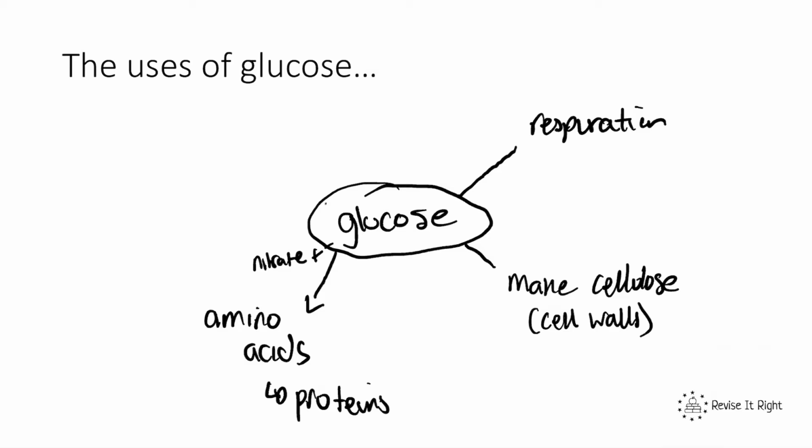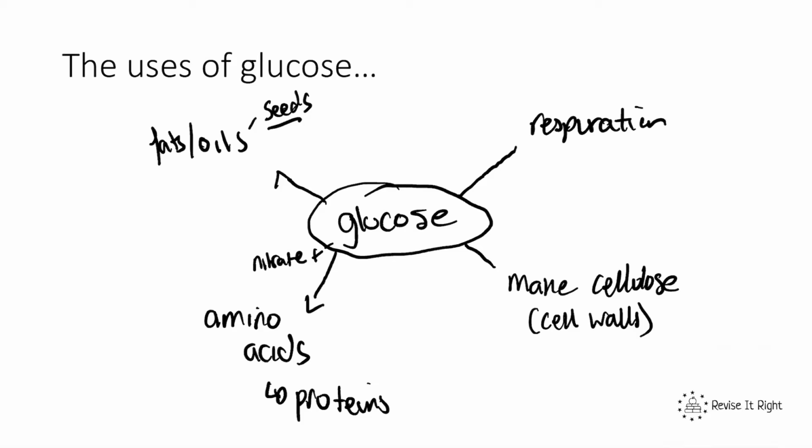The glucose can also be stored as fats and oils, which turn into lipids, and it's for storing in seeds. So the glucose can also be converted into lipids, like fats and oils, to be used and stored in seeds.